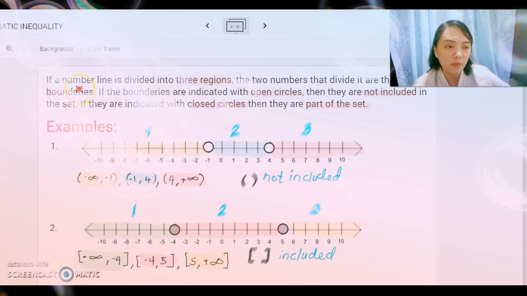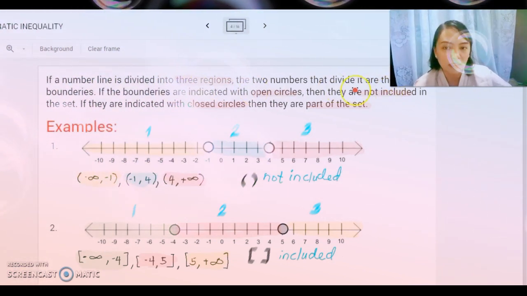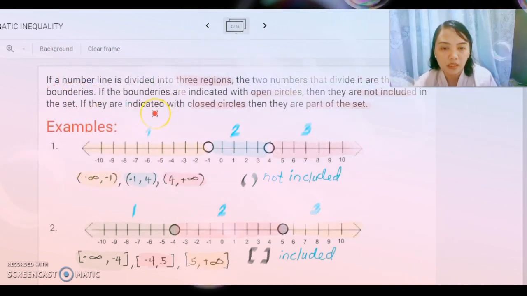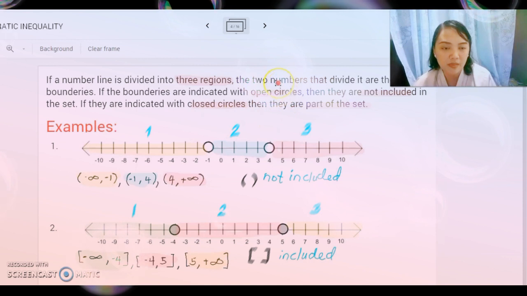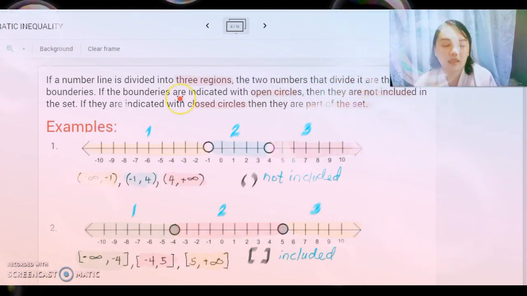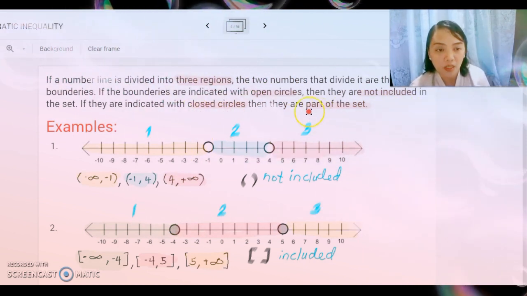Okay, so if a number line is divided into 3 regions, the two numbers that divide it are the boundaries. So take note of this, boundaries. If the boundaries are indicated with open circle, ibig sabihin walang shade yung circle. Ibig sabihin they are not included in the set. So if they are indicated with closed circles or yung merong shade, ibig sabihin part siya ng set.